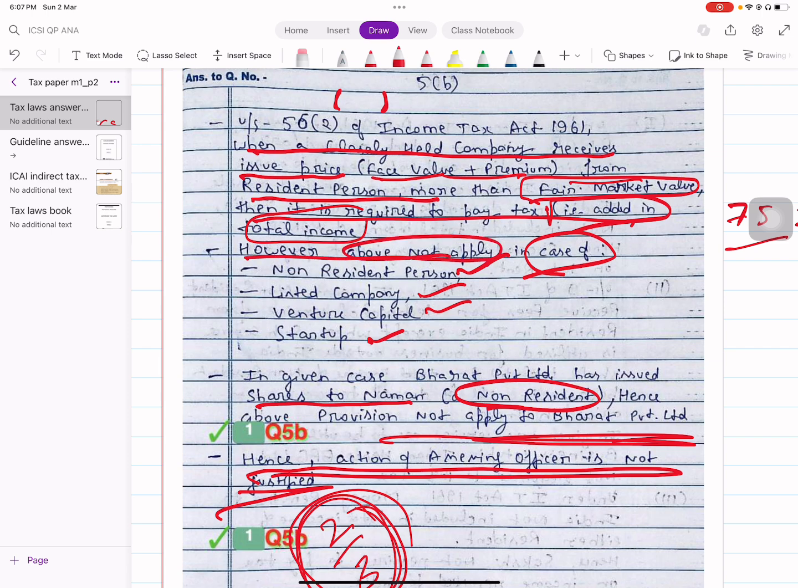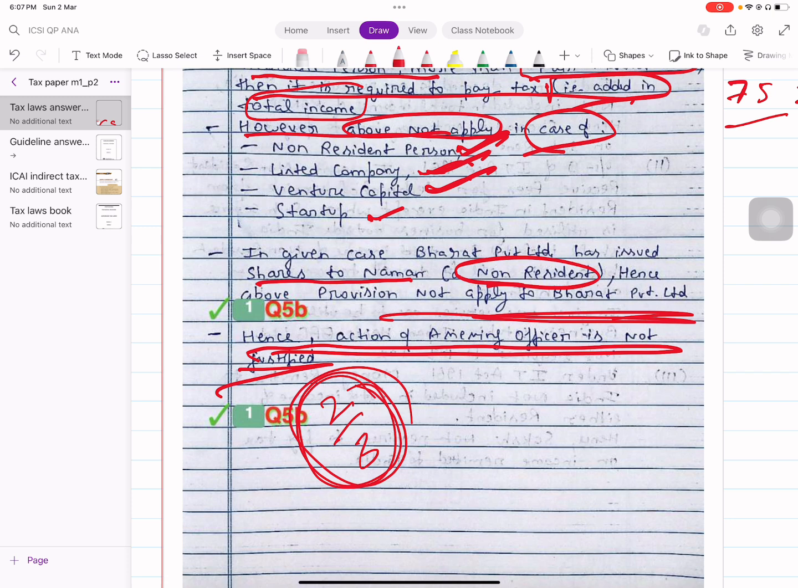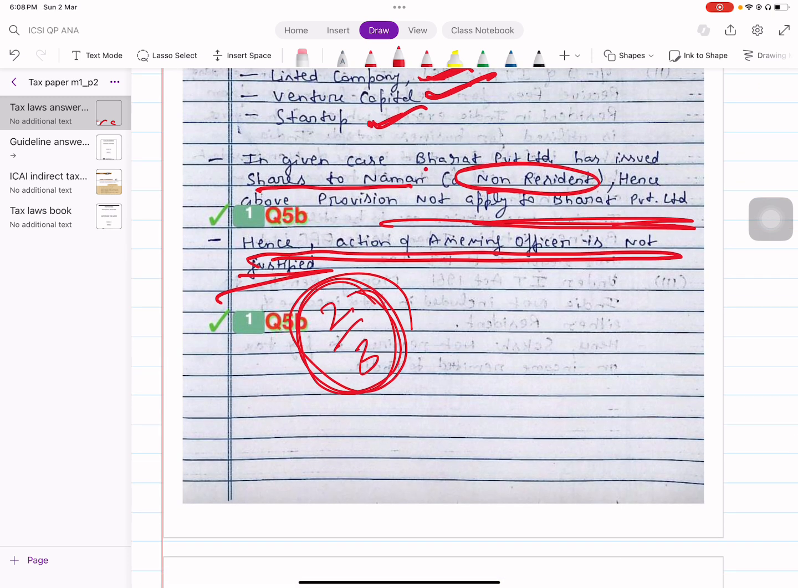However, this does not apply in case of a non-resident person, listed company, venture capital, or startup. And in our case, Naman was a non-resident, hence the above provision does not apply to Bharat Company Limited for such a transaction. And I have got 2 marks out of 3 marks.